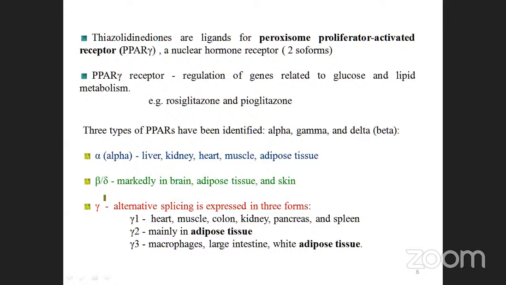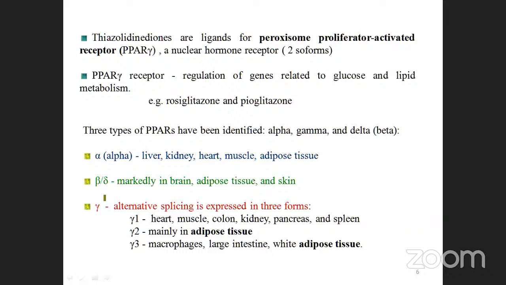Thiazolidinediones are the ligands for PPAR gamma, peroxisome proliferator-activated receptor. This has three isoforms: alpha, beta and gamma. The PPAR gamma receptor is principally associated with regulation of genes, not the product, those genes which are associated with glucose and lipid metabolism, principally lipid metabolism. They are distributed principally in adipocytes or adipose tissue. Examples are rosiglitazone and pioglitazone.